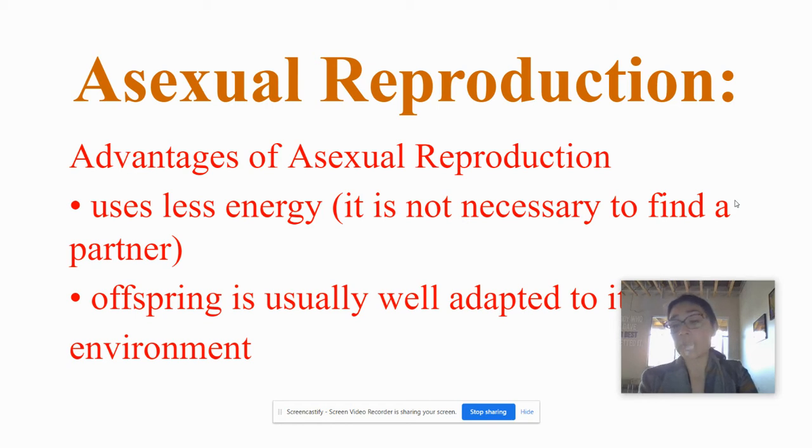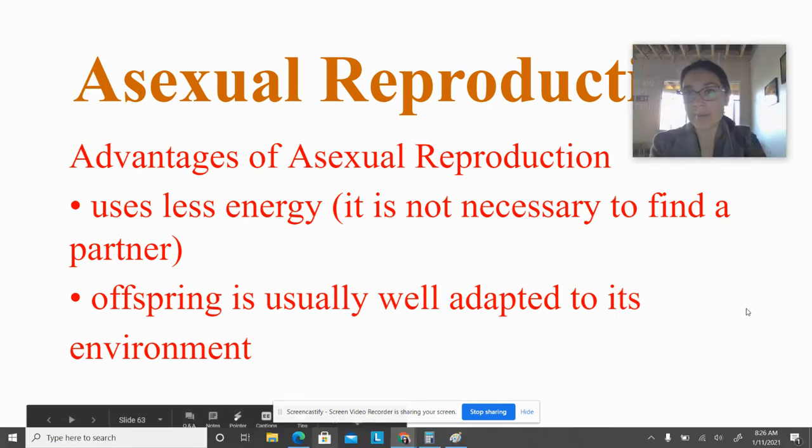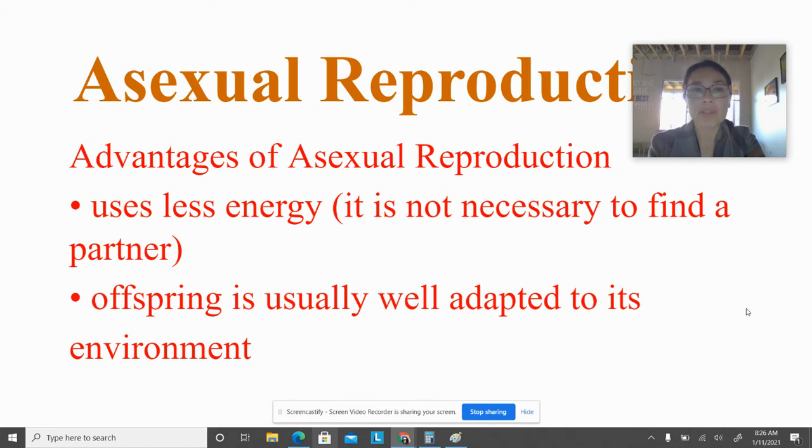Some advantages, so some good things. There has to be some good things, or nothing would do asexual reproduction. It uses less energy and less time. Like I said earlier, it doesn't take a long time, and it's not necessary to find a partner. It uses less energy to reproduce, which is a very important thing for organisms in the environment. They want to spend as little energy as possible on things they don't necessarily need to, that way they can put other energy into other things like eating or hunting or growing.